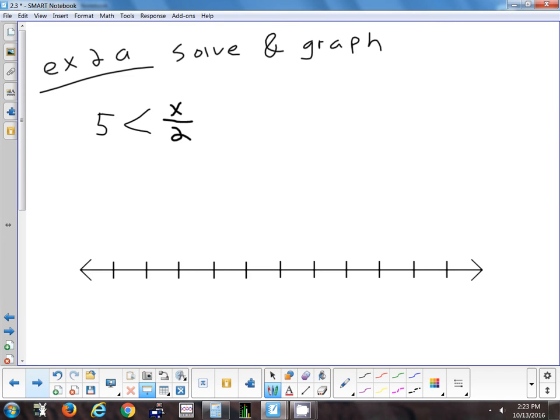Emma? You want to switch it? Yeah, the variable's on the right. Okay? So when the variable's on the right, you've got two choices. Either fix it now, or you're going to have to fix it at the end. Okay? So far, we've been fixing it at the end, so we'll keep doing it that way.